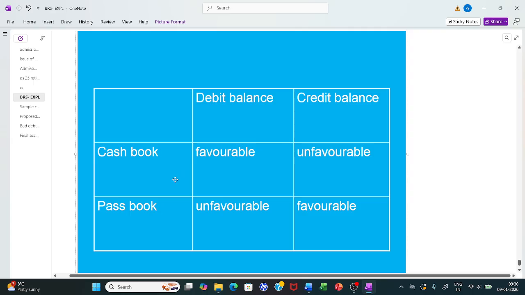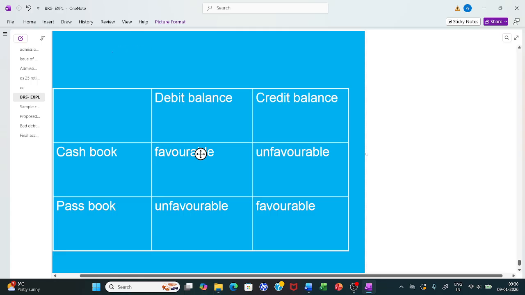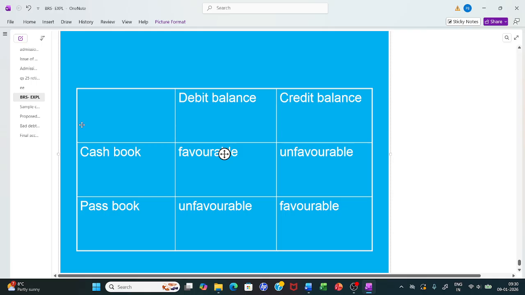Now, what is favorable and unfavorable we were discussing. In the cash book, on the debit side, we have all receipts. So a cash book debit balance means receipts are more than payments. So this is favorable for us. Whereas a credit balance means the credit side is more, payments are greater than receipts. It's unfavorable. In the passbook, it's the other way around.